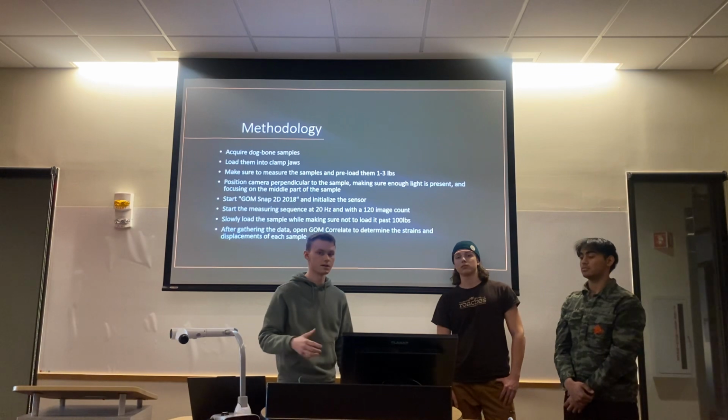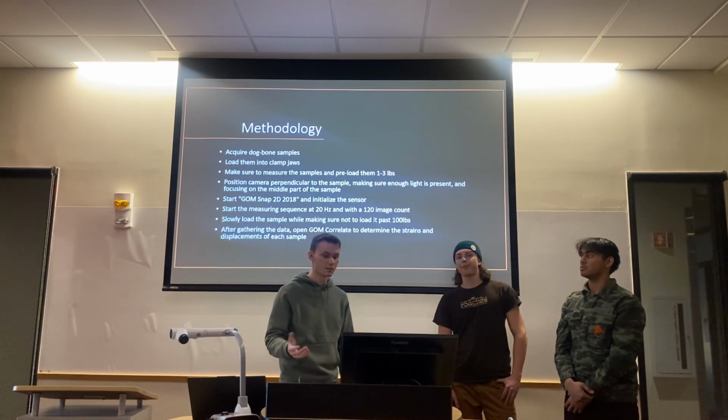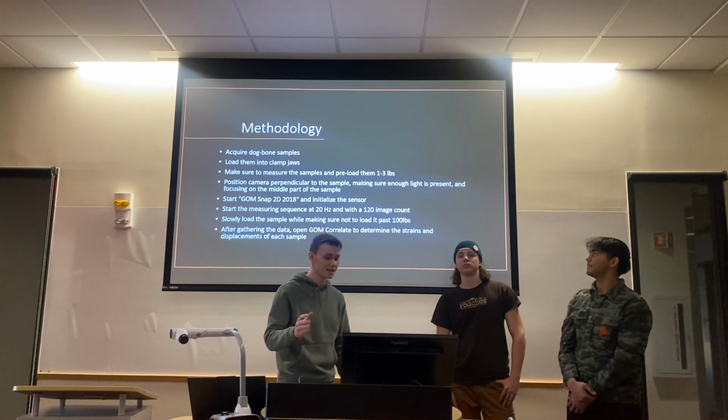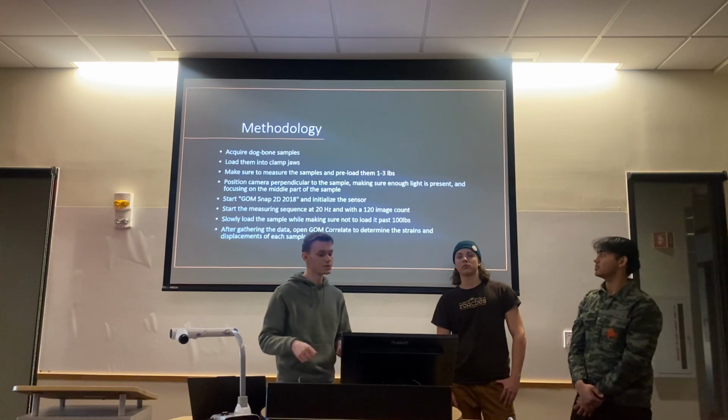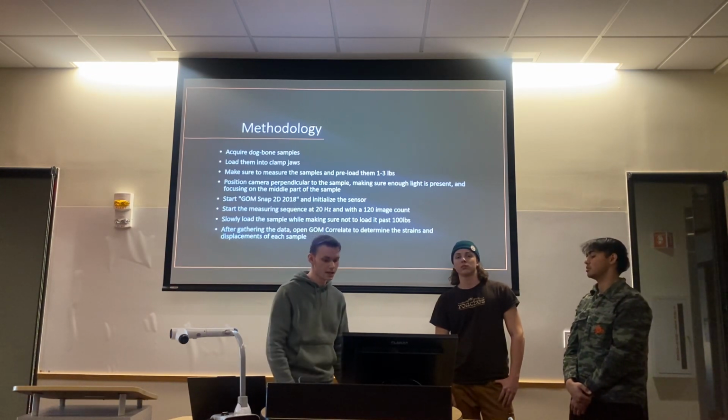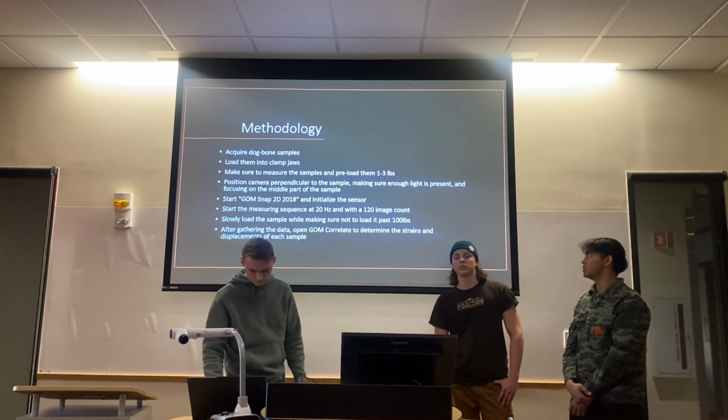After that, you'll start GOM Snap 2018. You'll initialize the sensor. We want to make sure that the measuring sequence is at 20 hertz and has a 120 image count. After that, we'll start loading the sample. We want to make sure that you don't go past 100. That'll be a little too much. And then we'll put it into GOM Correlate to determine the strains after that.